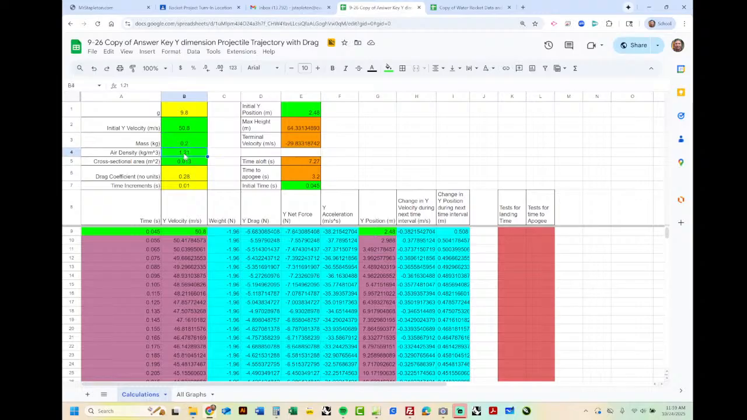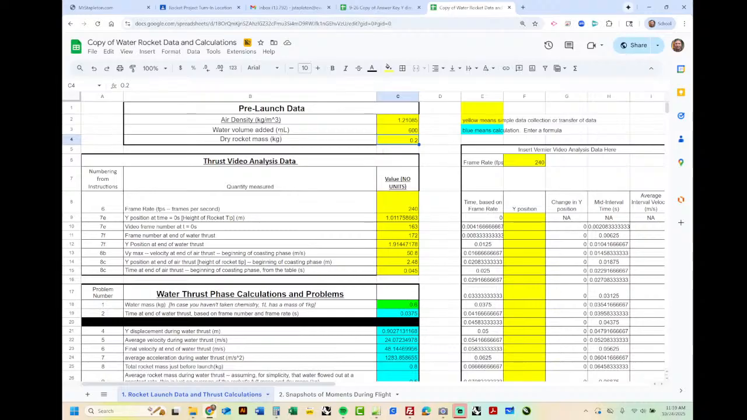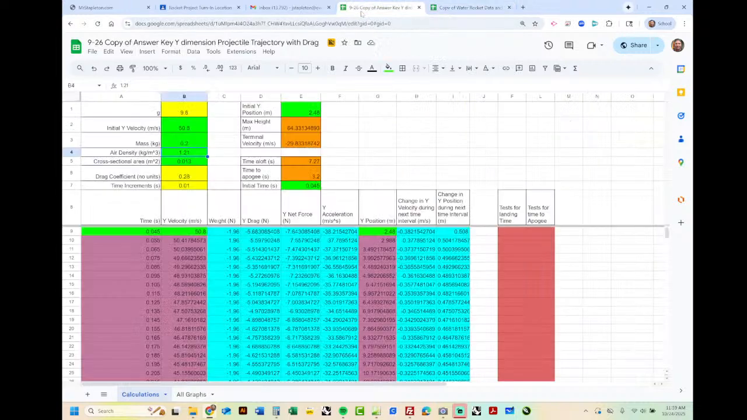The air density, that's something I calculated for you based on the temperature and pressure and humidity at that time. So for my example, I'm using 1.21. Cross-sectional area, 0.01 is about right for a bottle. I made it 0.013 because I added on that flange. You could do 0.012, it doesn't matter to me. If you really want to know, you should measure it and try to get a good number, but I don't care.